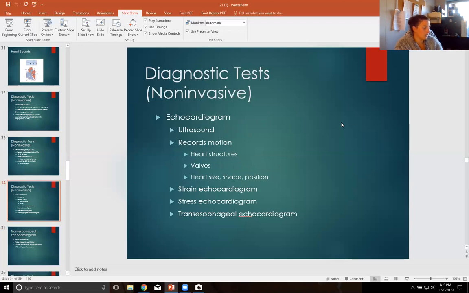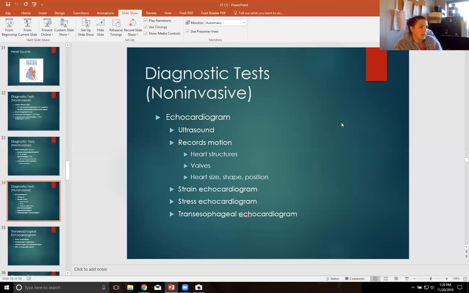Echocardiogram, that's the ultrasound of the heart. It allows us to look at the heart structure, shape, size, how it's positioned in the chest, especially after trauma. How well does it move? Is there blood flow in the correct direction, or are the valves not closing completely, and are we seeing blood backing up or regurgitating into abnormal spaces from where it should be?